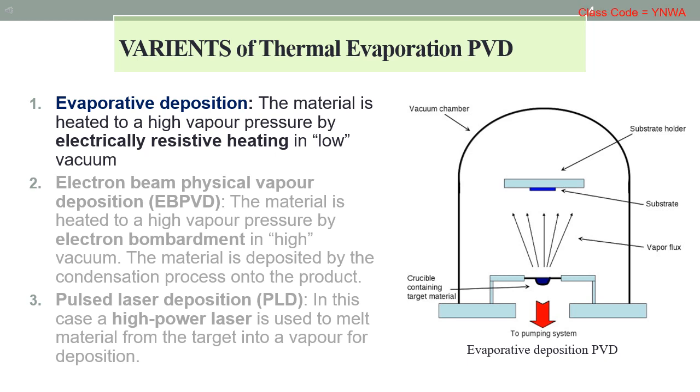There are 3 methods of thermal evaporation, that are evaporative deposition, electron beam physical vapor deposition and pulsed laser deposition. In evaporative deposition, a metal source is heated to a high vapor pressure in a vacuum chamber either by passing a current through an electrically resistive heating container, normally of tungsten materials, or by focusing an electron beam on the metal surface. As metal atoms evaporate, they form a vapor that condenses on the cooler surface of the wafer to form a layer.